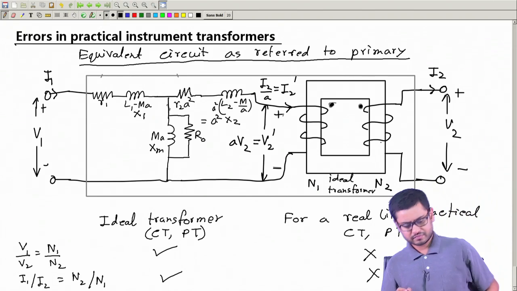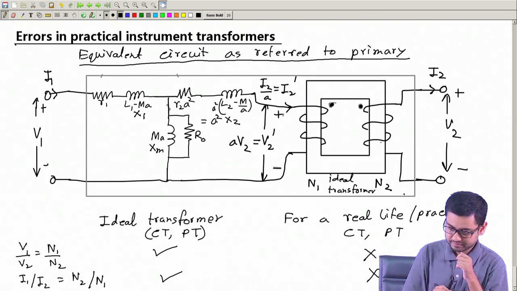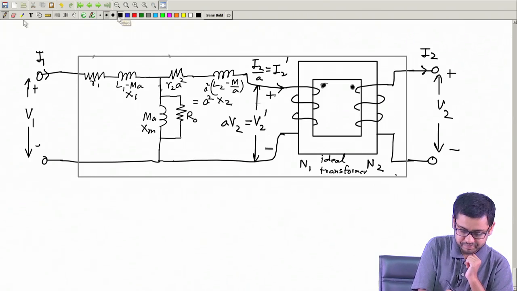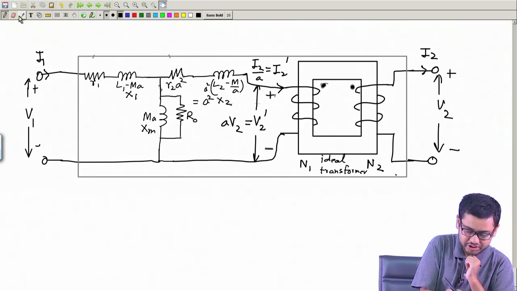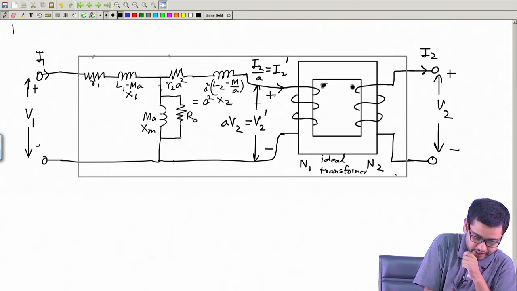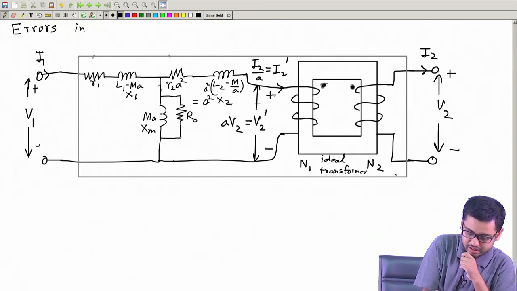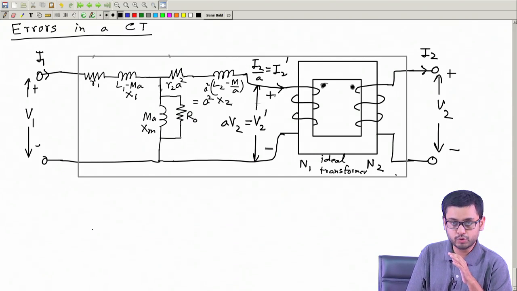Now let's come to the errors. Let's consider first a CT. So, errors in a CT, current transformer. How do we use a current transformer?